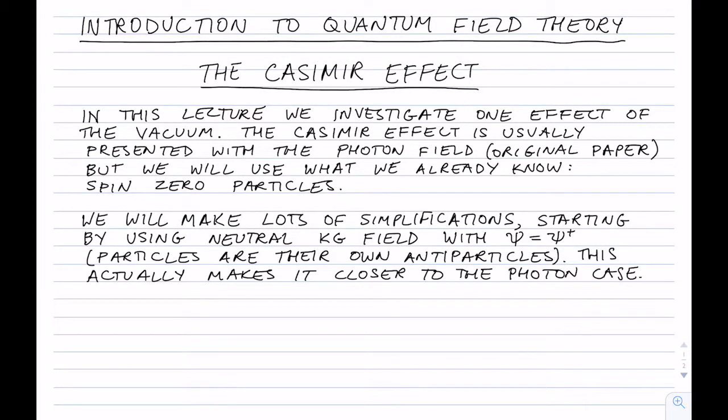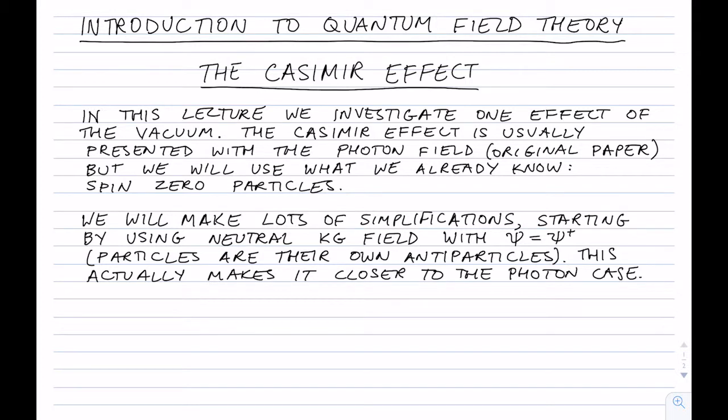G'day everyone, welcome to the second video of the Introduction to Quantum Field Theory, and today we're going to talk about the Casimir effect. So we'll investigate one effect of the vacuum, and usually this is done using the photon field as it was done in the original paper by Casimir, but we will actually use what we already know, which is spin zero particles.